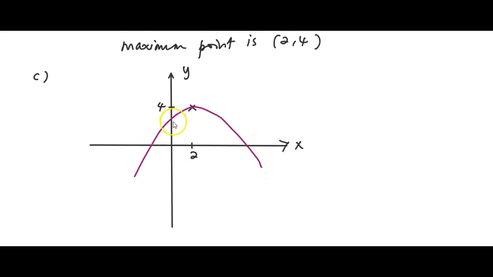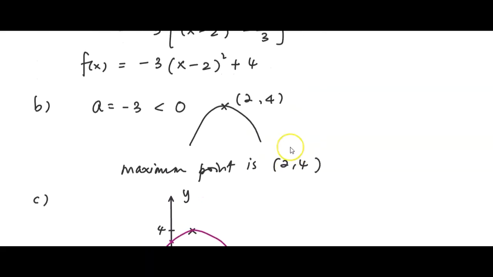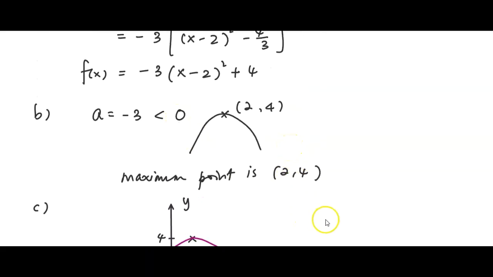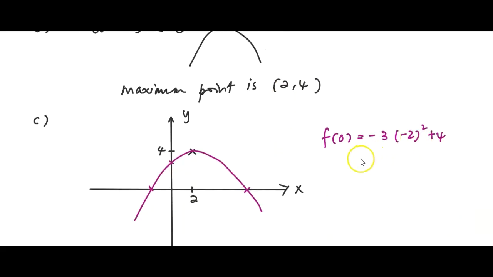And you can see now there are 3 important points over here. You need to plot them out. The first point is the y-intercept. You can just put in x equals 0, so when x equals 0, your y will be negative 3 multiplied by negative 2 squared plus 4. So you have 4 multiplied by negative 3, that is negative 12. Negative 12 plus 4 will be negative 8.